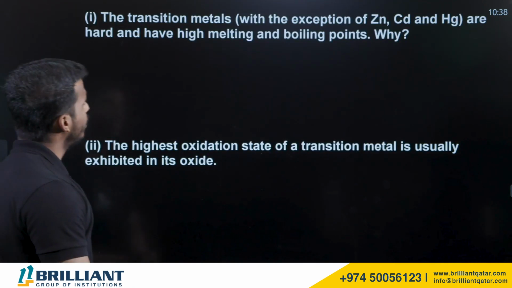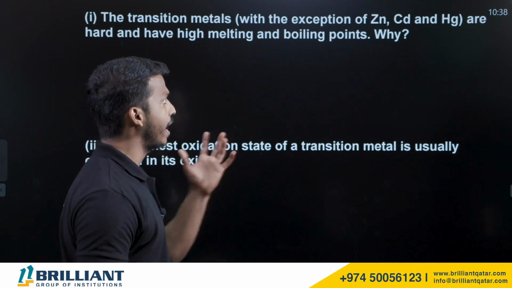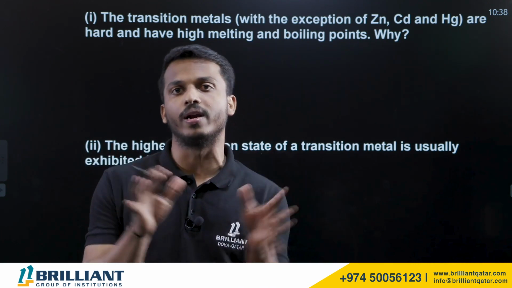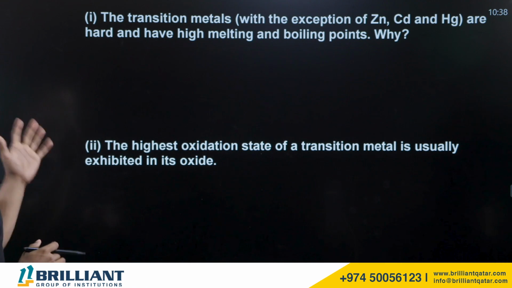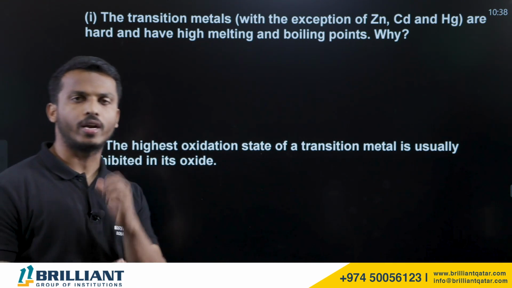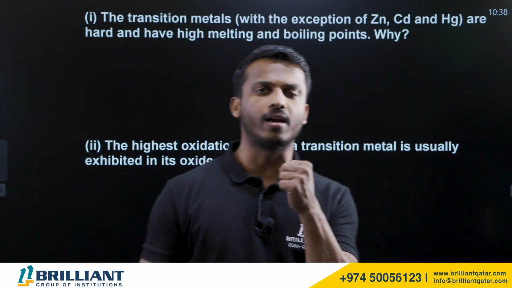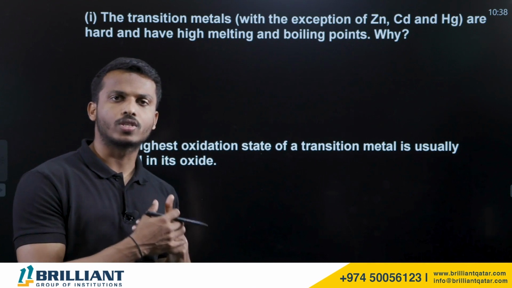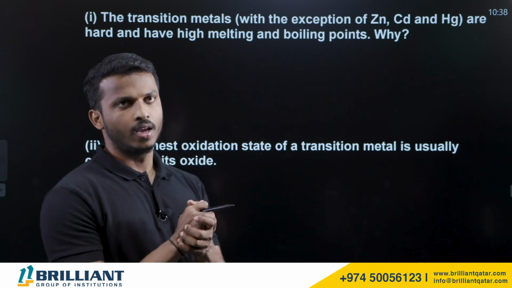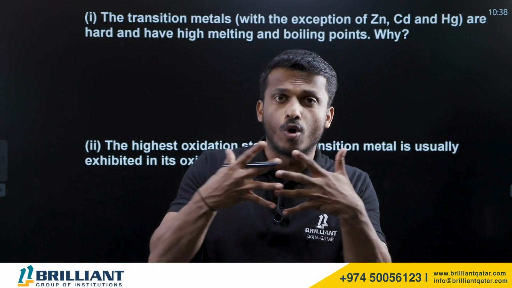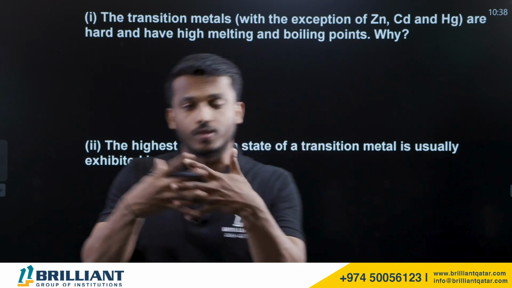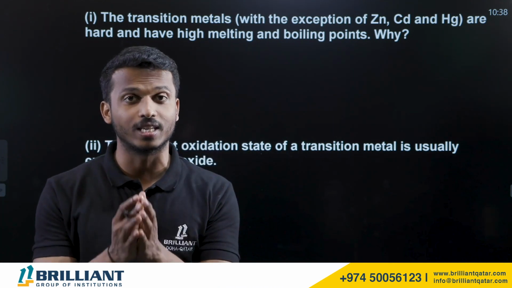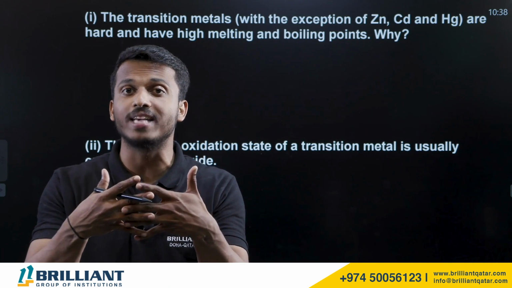Next one, the transition metals with the exception of zinc, cadmium and mercury. Why are they not considered transition elements? Because they have a fully filled d orbital. They are hard and have high melting and boiling points. Transition elements generally have high melting and boiling points. The reason, as we already discussed: transition elements contain unpaired electrons. The more unpaired electrons, the stronger the metallic bonding. The stronger the bond, the higher the melting and boiling point, due to high enthalpy of atomization.